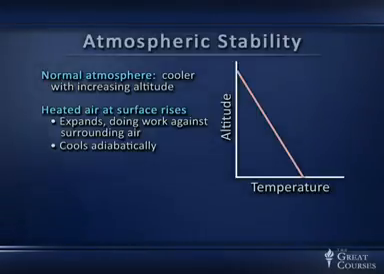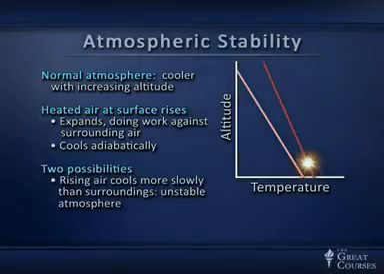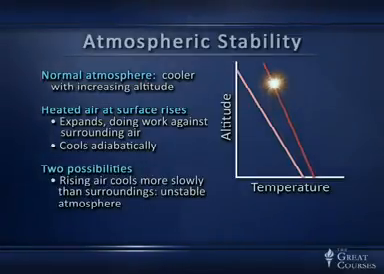It cools adiabatically. And there are two possibilities. Does it cool more slowly than the temperature drops in the surrounding air? In that case, it continues to rise, and that's called an unstable atmosphere. That's conditions on a typical, nice, beautiful, clear day.